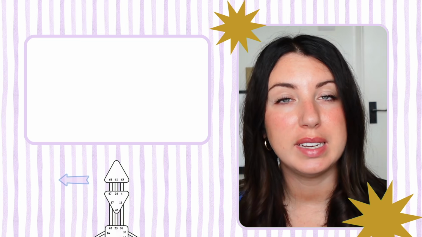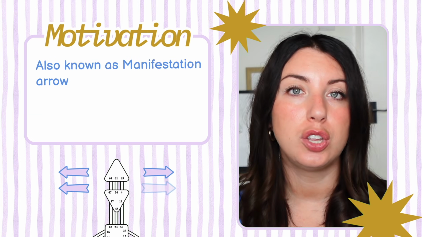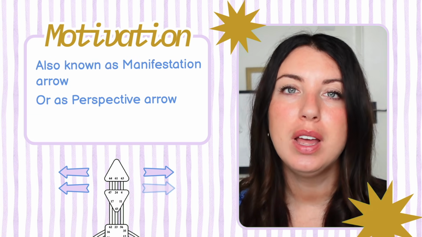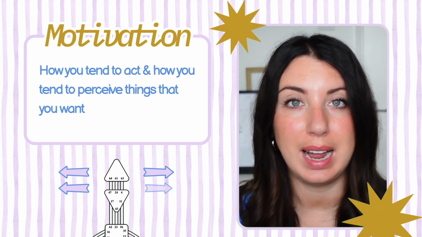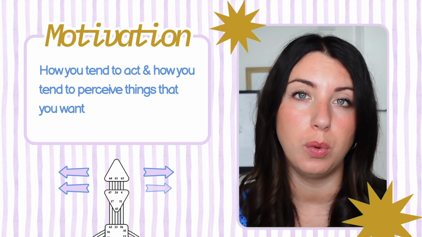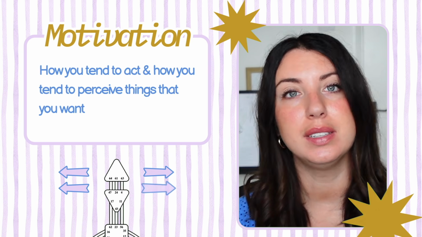detail. And last but not least, we have the bottom right arrow. This is known as your motivation variable, but it's also sometimes referred to as your manifestation arrow or as your perspective. So this gives you information about how you tend to act and how you tend to perceive the things that you want. For example, how you set goals or how you manifest the things that you desire.